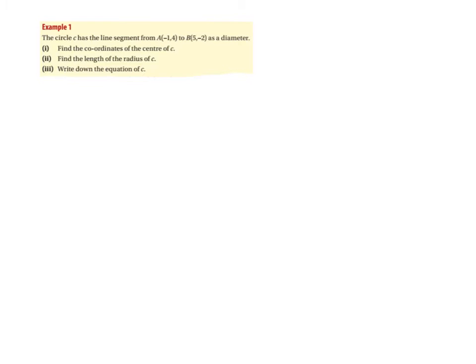So in this example we're told the circle has a line segment from A to B, which is a diameter. So let's just quickly always draw these, it makes your life a bit easier. It doesn't really matter how poorly your diagram is, it's going to look something like this. So what you have there is minus 1, 4, and this down here is 5, minus 2. We know that this is a diameter, so that means the circle is going to go something like that. Not the best circle in the world.